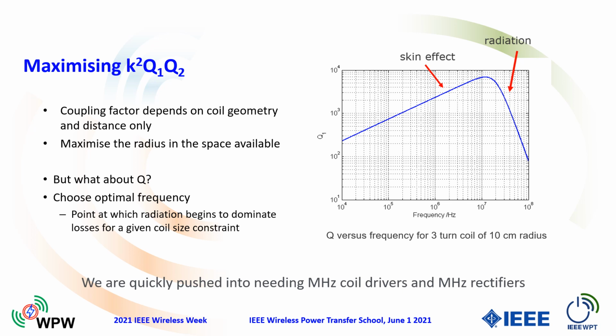So we end up with fairly lightweight systems, as long as we can drive the coils at megahertz in an efficient way. In other words, we need circuitry on the transmit side and the receive side that can work well at megahertz. And that's really where the challenge is in making these megahertz IPT systems.